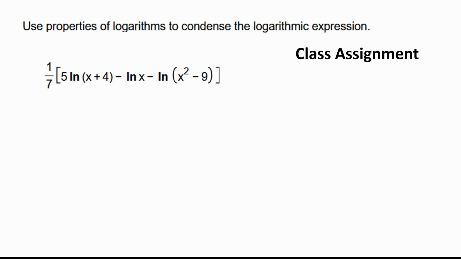Well, this one's for you. You can pause the video, try to work it, and then see if you get what I get. So again, this 1/7 is multiplied to the entire expression. So what I'm going to do is just put the answer there like how it ought to be, and see if I get it right. So up top, I'm going to have this x plus 4 raised to the 5/7 power.